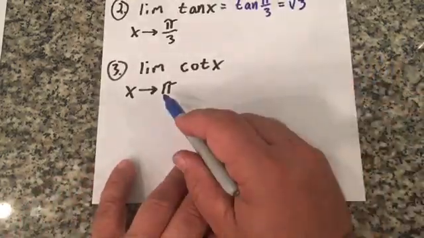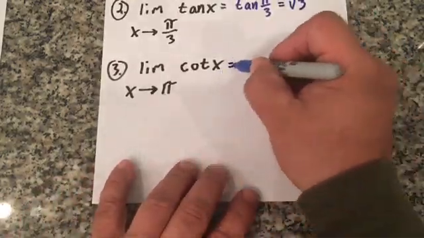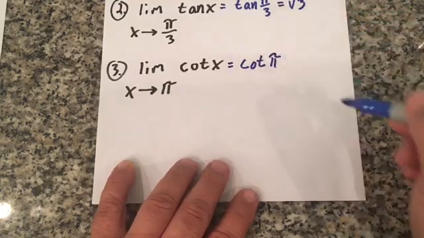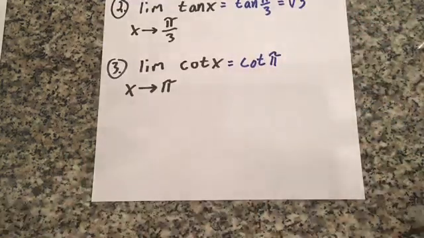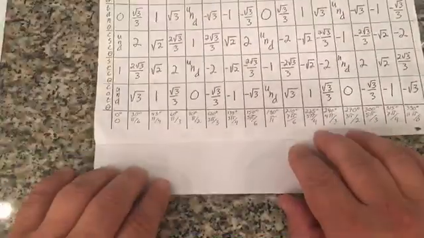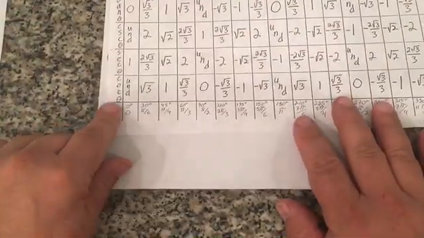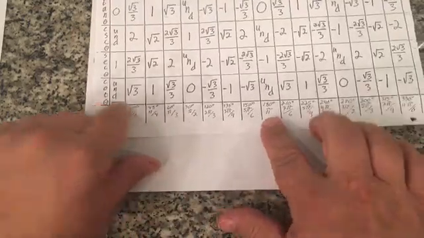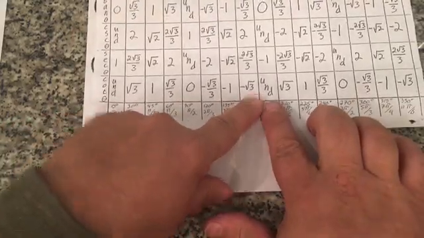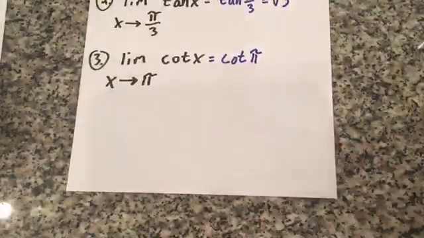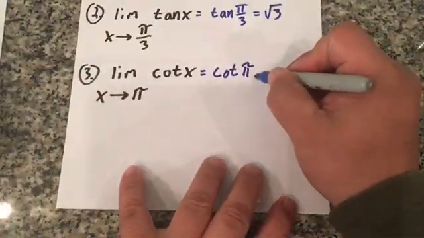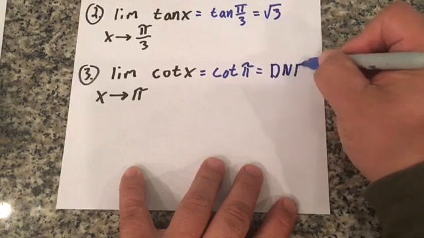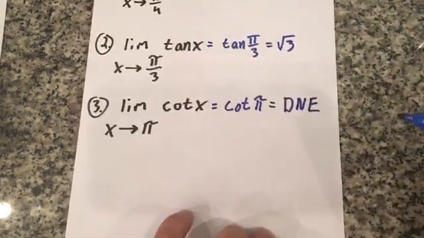Cotangent. So I take the pi, I throw it in. I'm looking for cotangent of pi. Let's find that. I know it's on the bottom row. There's cotangent, and find out where pi is there. And notice, it's undefined. So that means the limit does not exist.